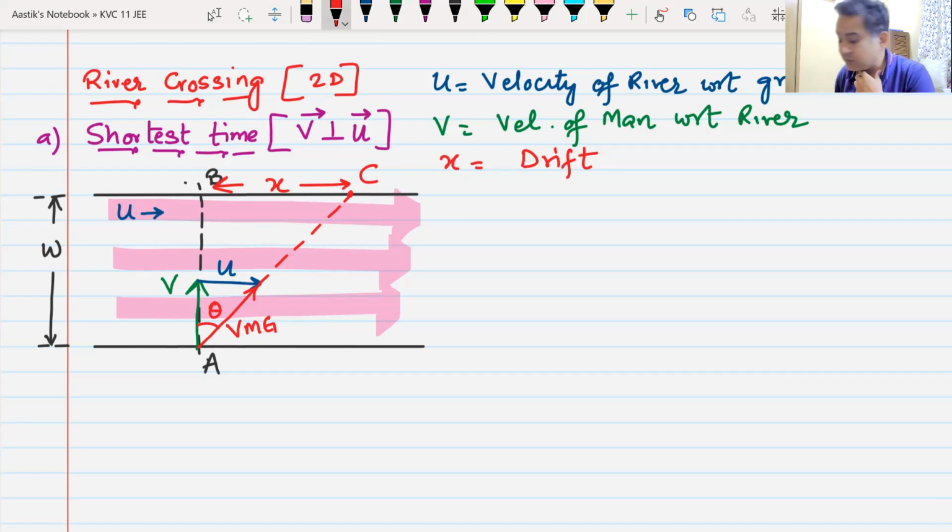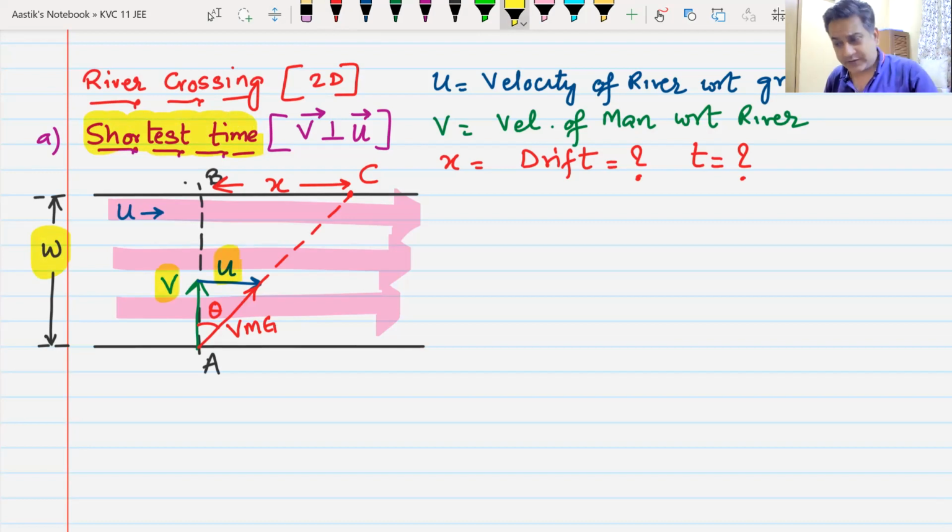What they are going to ask you is what will be the drift? This is unknown to us. We don't know how much is the drift. And the next thing that is unknown to us is the time he takes to cross the river. So these two things are unknown. What is normally given to you are these three things: the width of the river, the velocity of man with respect to the river, and the velocity of the river. And obviously they will tell us that this is the case where he crosses the river in the shortest possible time. Do we understand this? Yes or no?